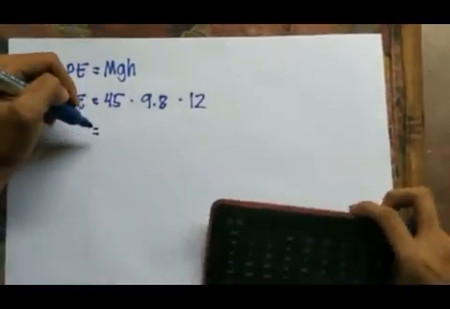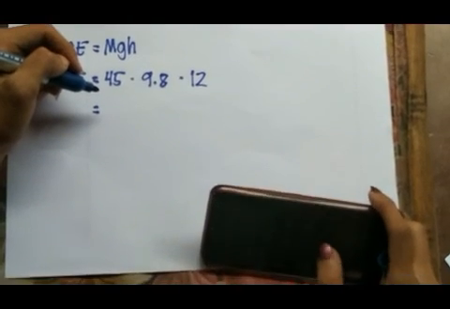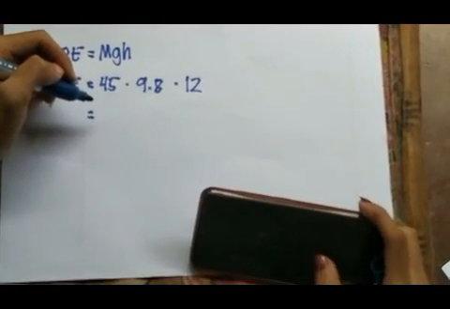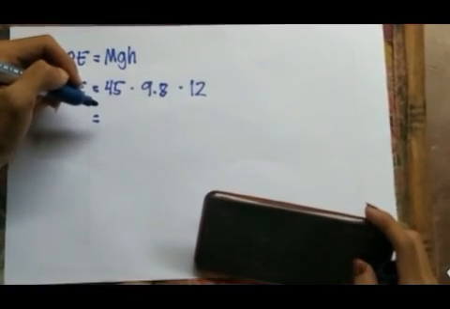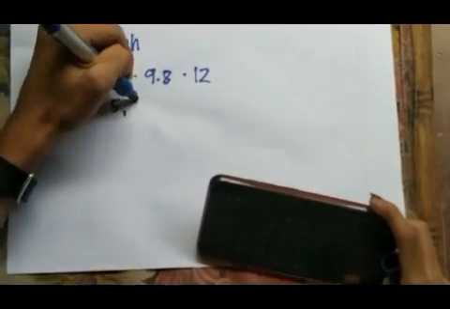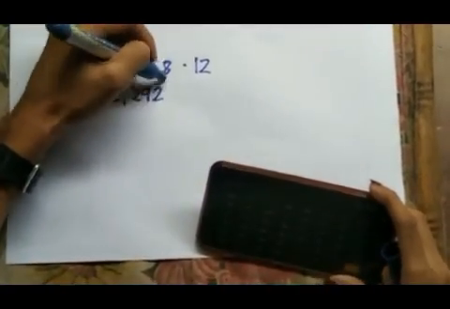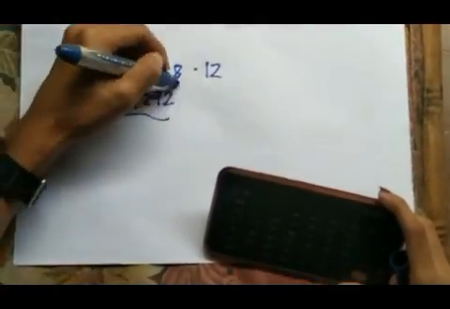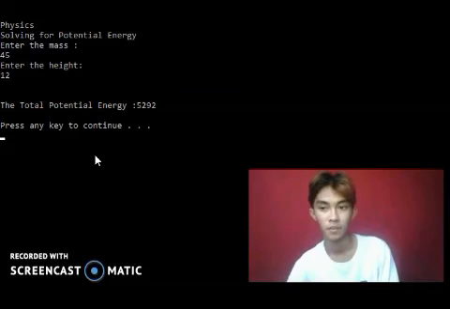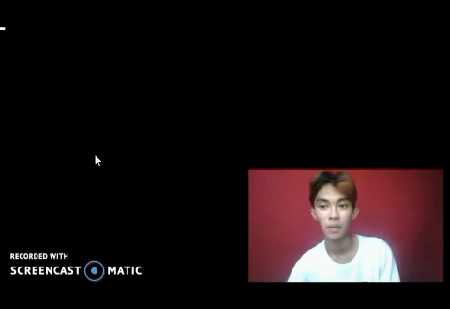So if we input it to our calculator, 45 times 9.8 times 12 is equal to 5,292, which is correct. And let's prove it on the paper.